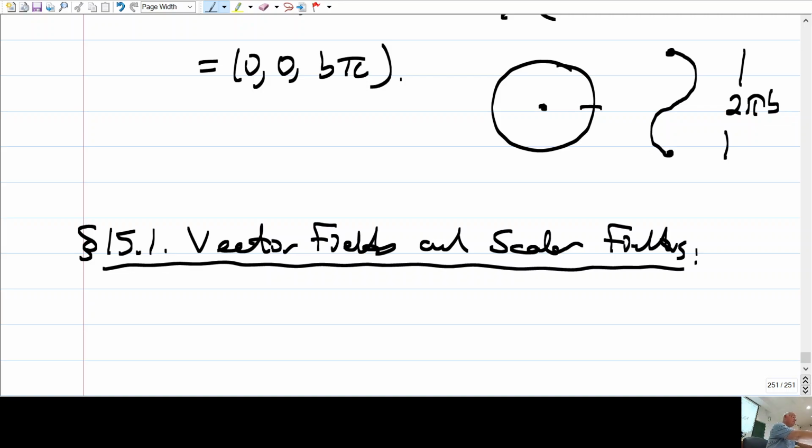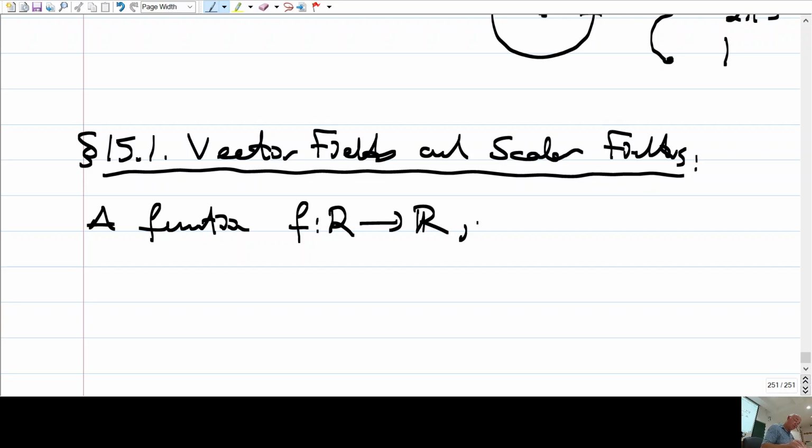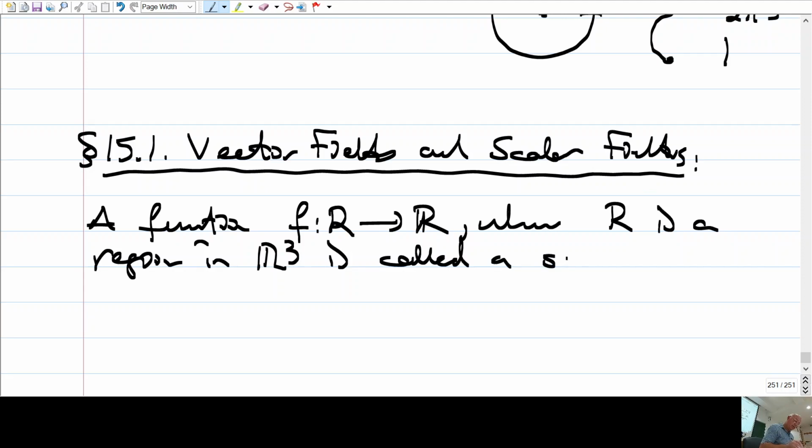So what is this? A function, let's say f, from a region R into real numbers, where R is a region in R3, is called a scalar field.